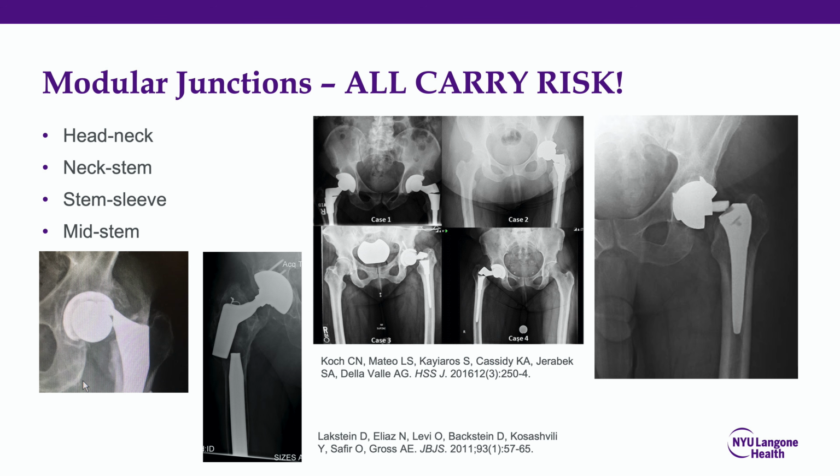It's important to acknowledge that all modular junctions in total hip arthroplasty carry risk. You see there have been the head-neck modularity runs into trunnion issues, but neck-stem issues are real, and you have failures there. Stem sleeve modularity can result in fractures, and mid-stem modularity can result in fractures. So we've really had some level of problems with modularity at every level.